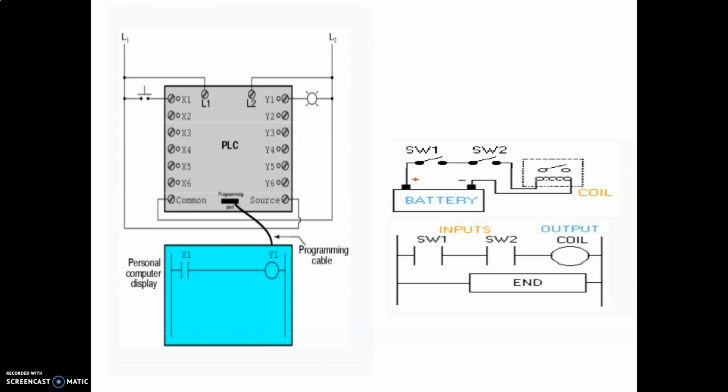First of all, we draw two vertical lines. This is the left one and this is the right one. On the left one, first we draw a horizontal line. In this horizontal line, we place the switches. We always place inputs on the left-hand side and outputs on the right-hand side. So what inputs do we have? We have two switches, SW1 and SW2.